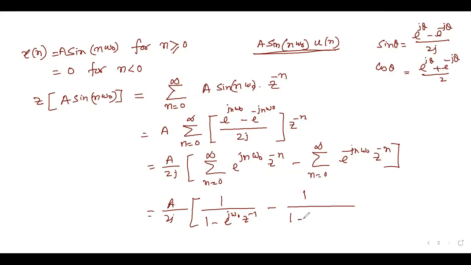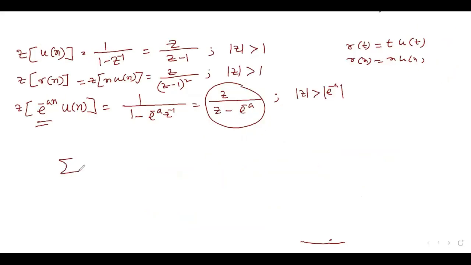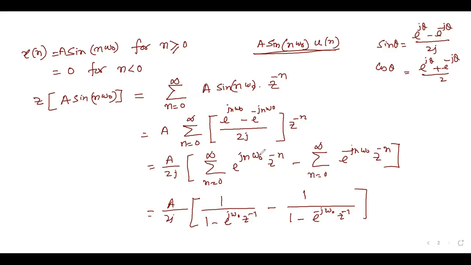1 by 1 minus e to the power minus j omega 0 z to the power minus 1. So if you have a problem, you expand. You know this formula for the sum, so expand it. If you expand it, what will it be? First, putting n equal to 0 gives 1, then what comes next? Don't forget class 11 and 12. z to the power minus 1, then what comes next?